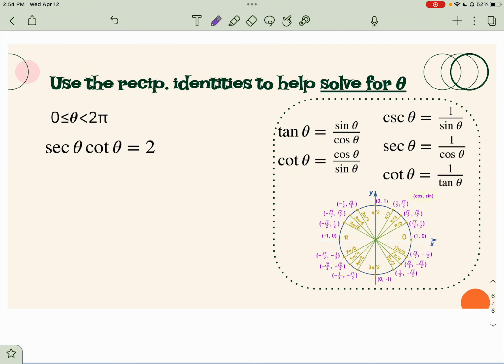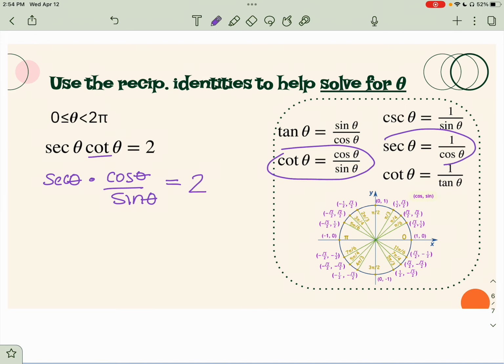All right, so I've got secant theta times cotangent theta equals 2. Maybe I'll try the same thing as last time. I know that cotangent is cosine over sine, so I got secant theta times cosine theta over sine theta equals 2. That didn't help me. Let's see. But I do recognize that secant is 1 over cosine, so maybe I'll make two substitutions. This is 1 over cosine theta, and this is still cosine theta over sine theta. Okay, now we're getting somewhere.